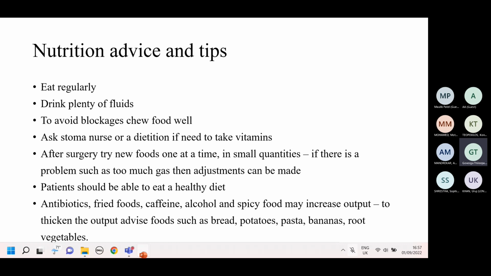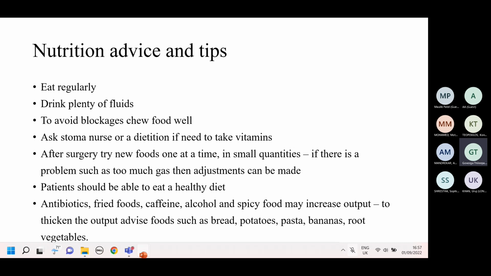Okay, and move on. Some nutrition advice you can give the patient as an ITU doctor. You give the advice to the patient: eat regularly, post-operatively and after discharge as well. Drink plenty of fluids to avoid blockages. Chew food well, and ask the stoma nurse or dietitian about vitamins and the patient's need for vitamins. If they try a new food, they should try small quantities so they can make adjustments for complications or high output.